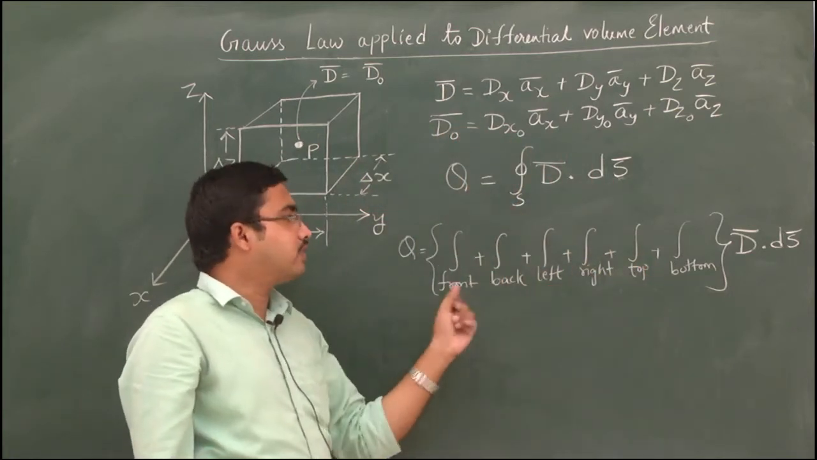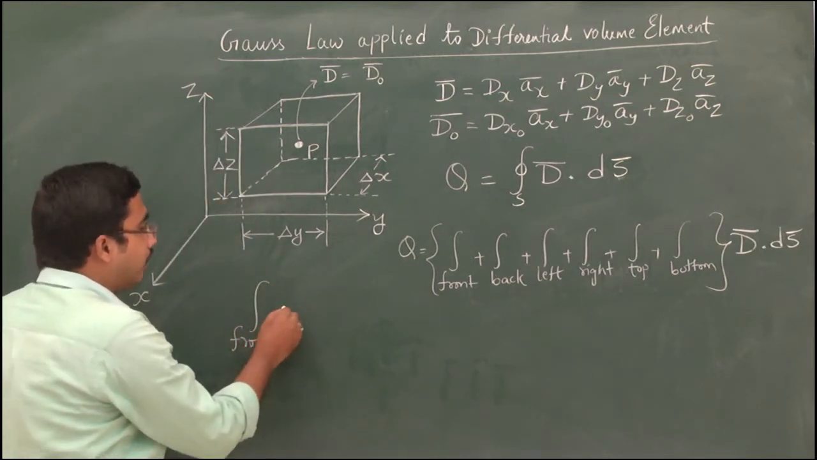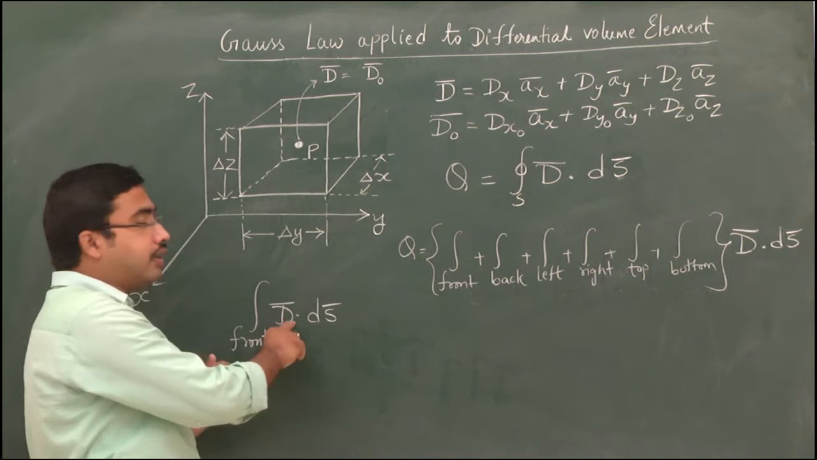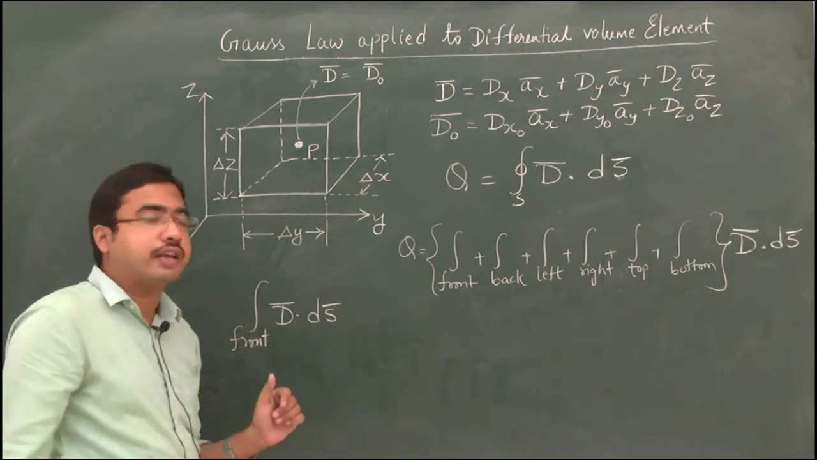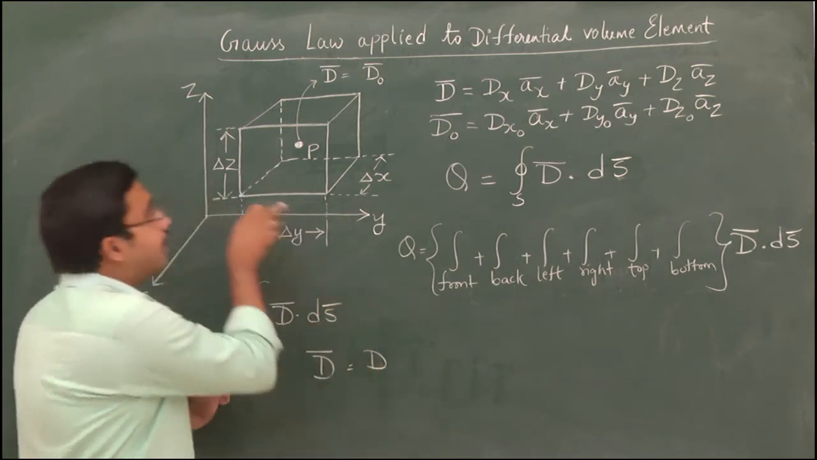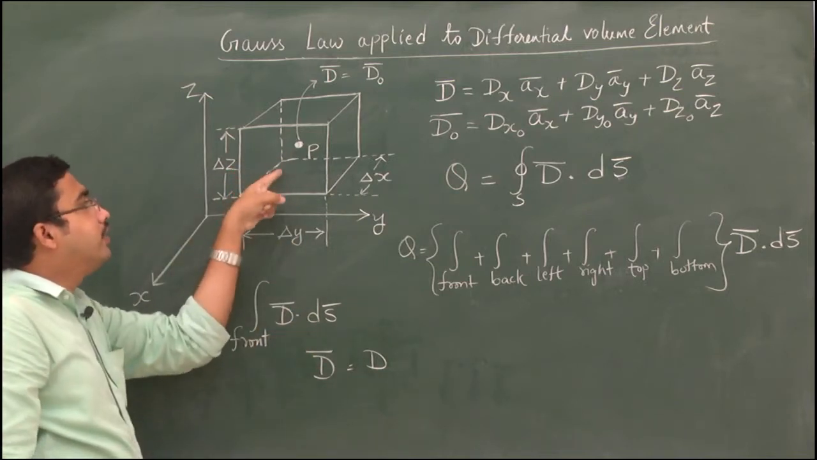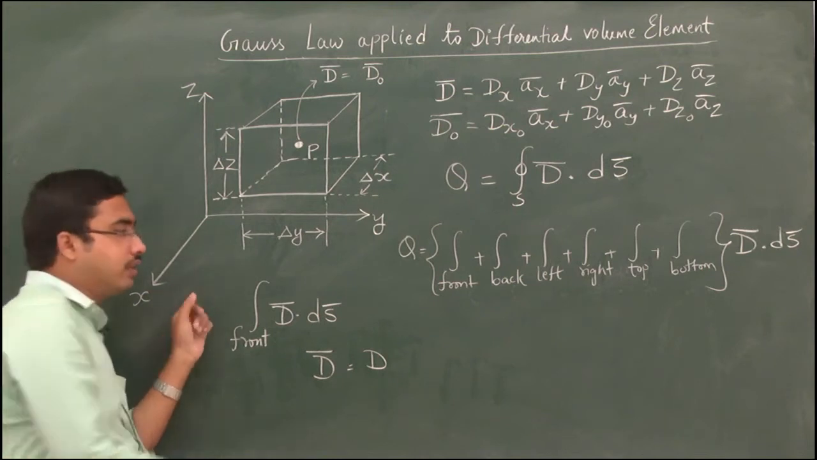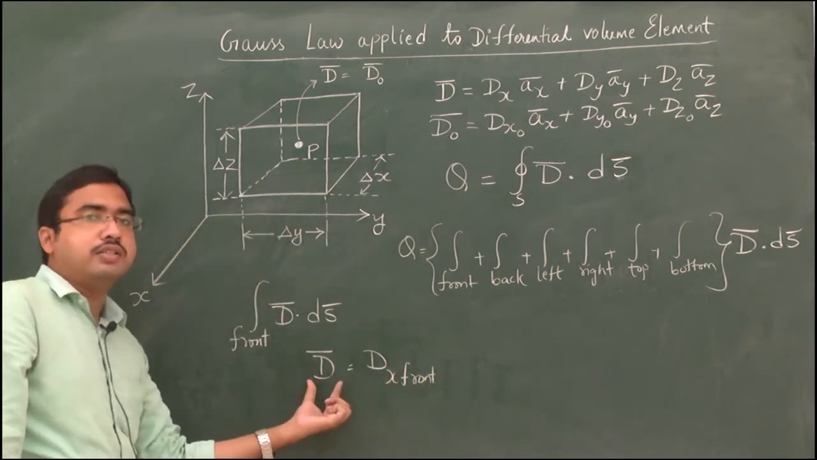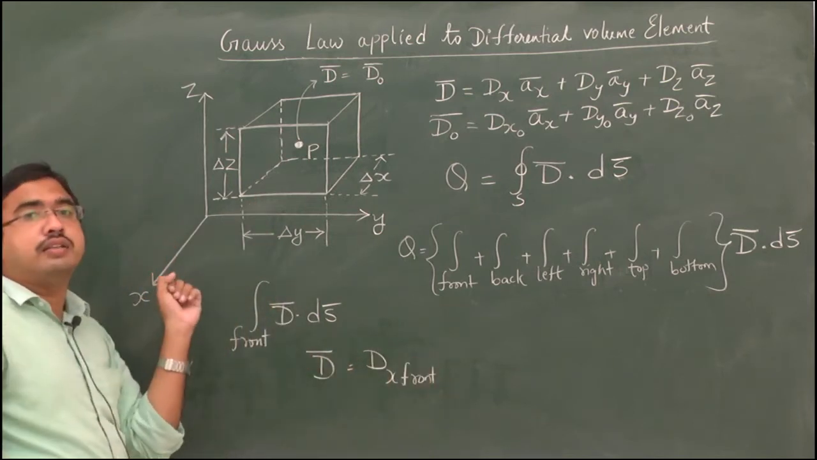While calculating the first integration, consider the front integral of D bar dot dS bar. How can this be calculated? If you are looking from the front side, what is D bar? Front means you are observing this cuboidal structure like this. On which side are you observing? From the x side. So D x front, that means the vectorial form of D bar is its magnitude into what is the unit vector in this direction?